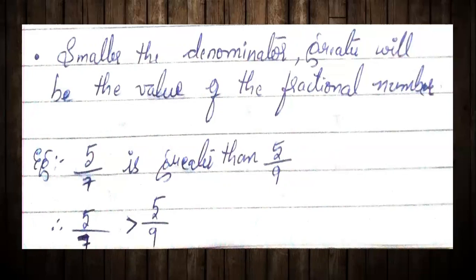When you are comparing 5 by 7 and 5 by 9, the denominator should be smaller. If it is smaller, then the whole fractional number is greater. Here 7 is lesser, so the whole fractional number 5 by 7 is greater than 5 by 9. Therefore, symbolically, we write 5 by 7 is greater than 5 by 9.